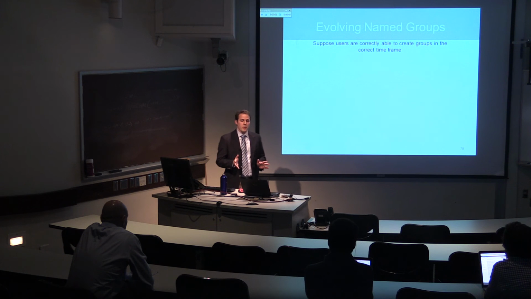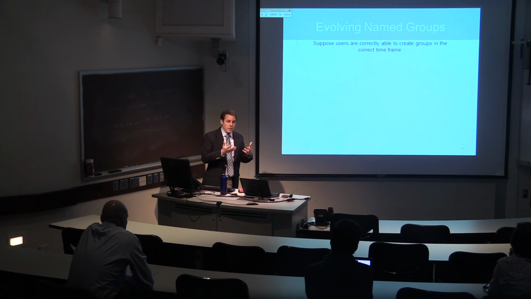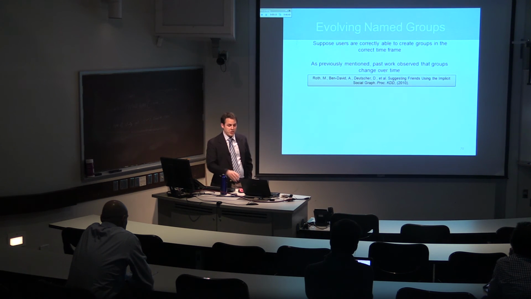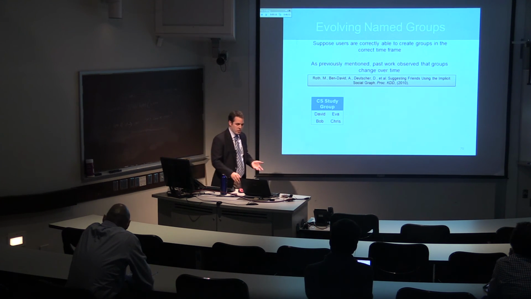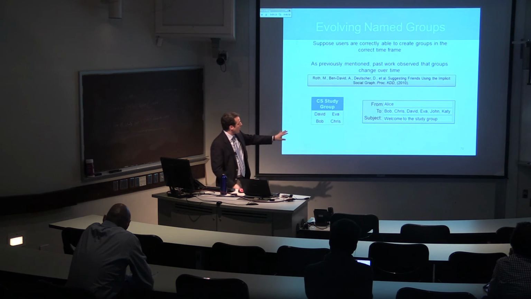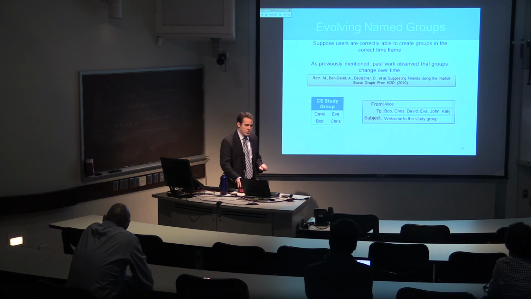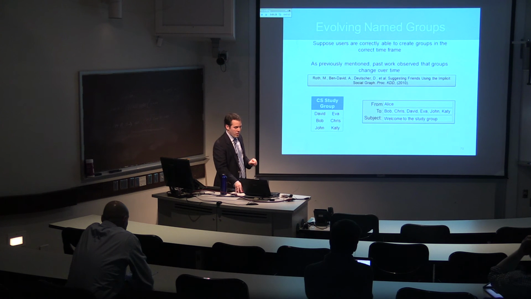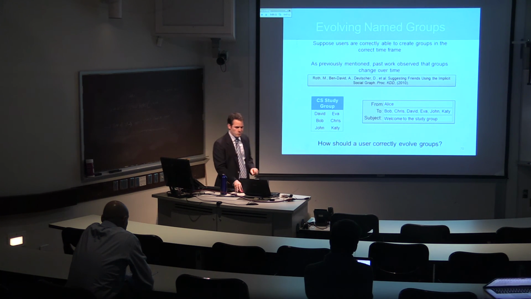So let's assume for a moment the users are able to correctly create groups in the correct time frame. Maybe my methods, maybe something else entirely. And as previously mentioned, past work observed that groups change over time. So for example, Alice's study group containing David, Ava, Bob, and Chris, she may send out an email to this group and some additional members, John and Katie, welcoming John and Katie to the group. So she'll likely want to evolve her study group to include John and Katie. So how can she do this generally for all groups that she wants to evolve, and correctly?